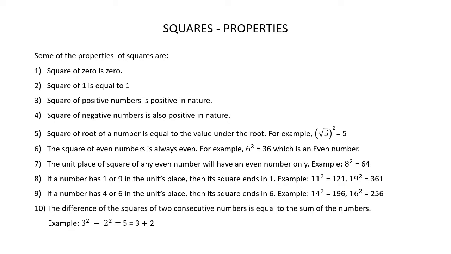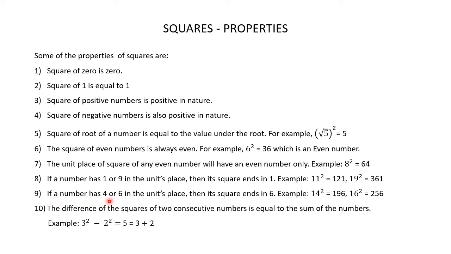Consider another example, 19 squared. 19 squared is equal to 361. 19 has 9 in the units place, so its square 361 ends in 1. So if a number has 1 or 9 in the units place, its square will end in 1.